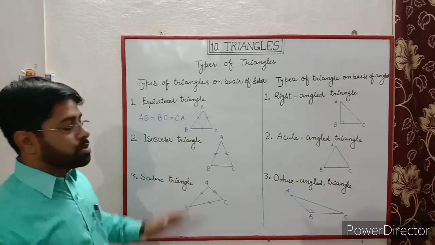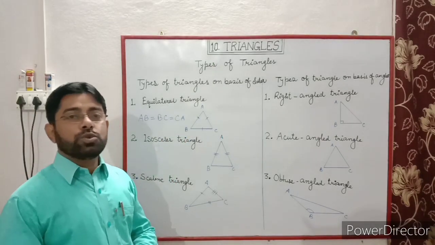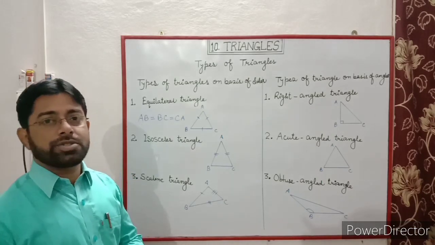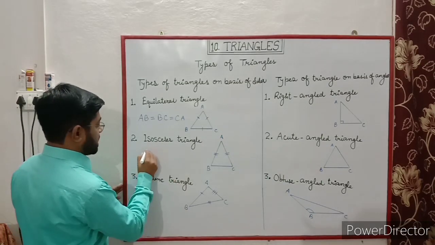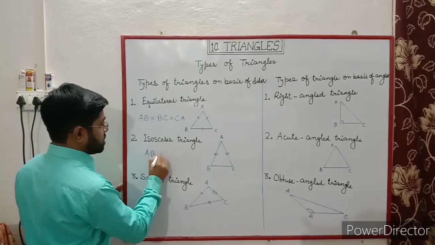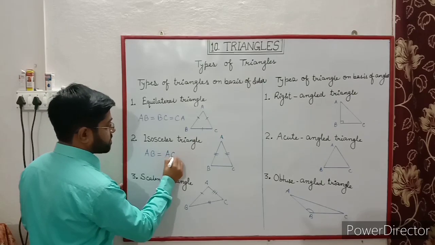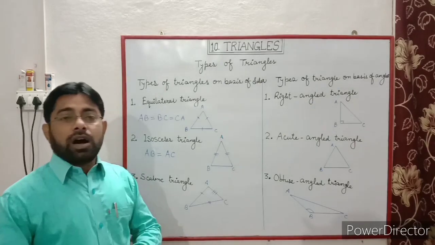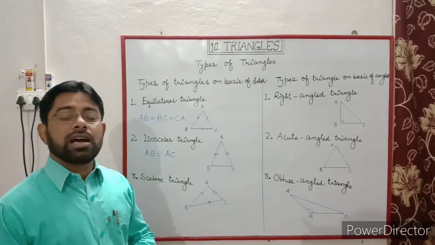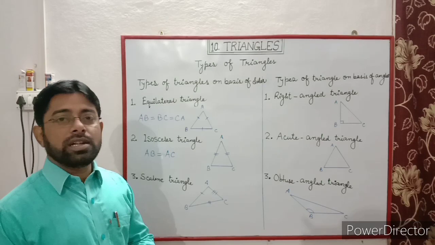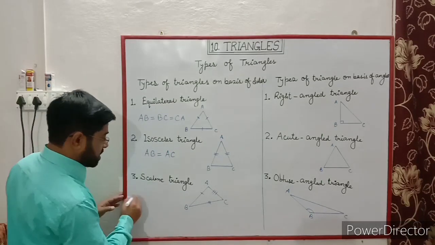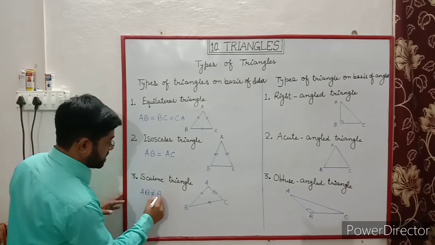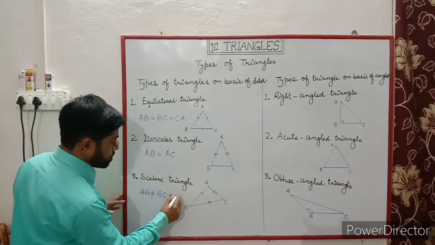Now second, isosceles triangle. Any two sides of a triangle are equal is called isosceles triangle. From the figure, we can write here AB is equal to AC. Now third, scalene triangle. All three sides of a triangle are unequal is called scalene triangle. From the figure, we can write here AB is not equal to BC is not equal to CA.